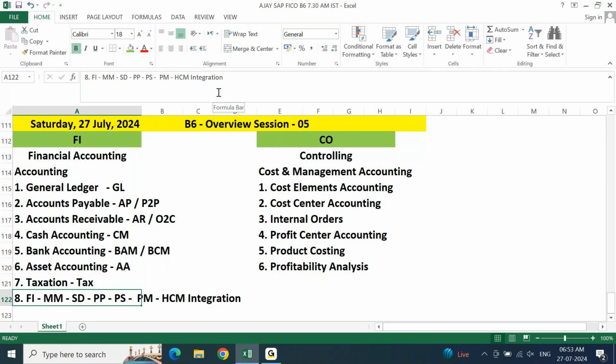Last one is FI integration: FI with ST integration, FI with PP integration, FI with PS integration, FI with HCM integration. At the same time, FI with CO integration also. In short, your FI module is integrated with various other modules. Wherever there is a monetary impact, a financial or accounting impact, the other module is going to put some financial accounting entry in your FI module.